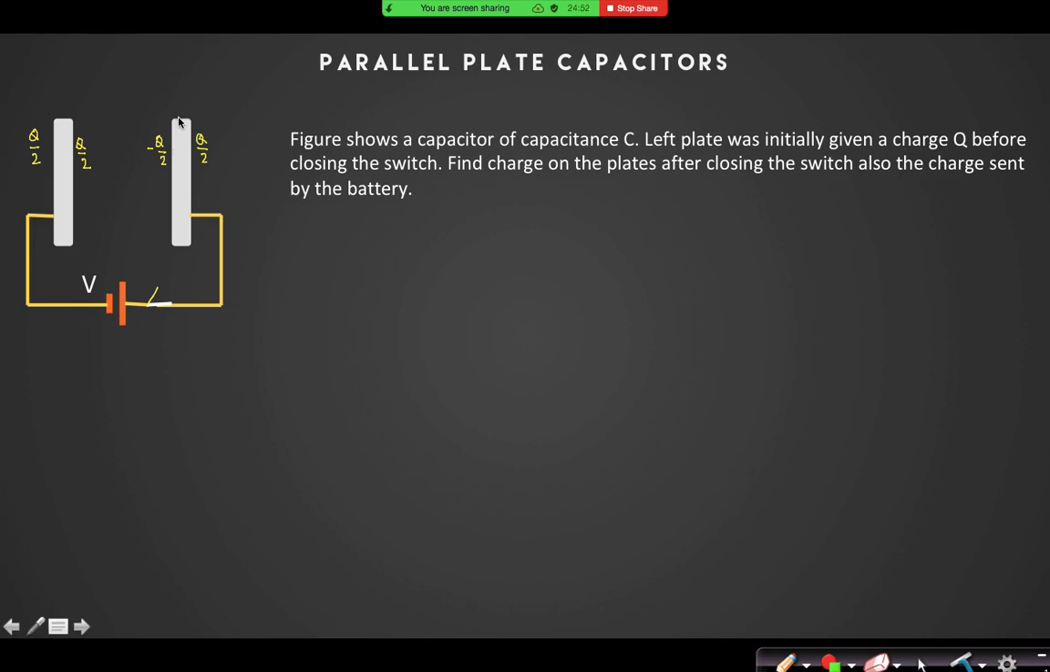Yes or no? Yes sir. Before closing? Yes, sir. After we close that switch, the charge on this surface will be C into V because there is a capacitor between them, right? So it is Q equal to C into V and that charge will be minus C into V, right?